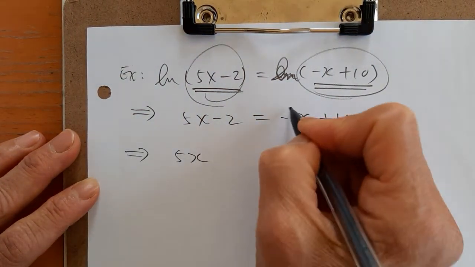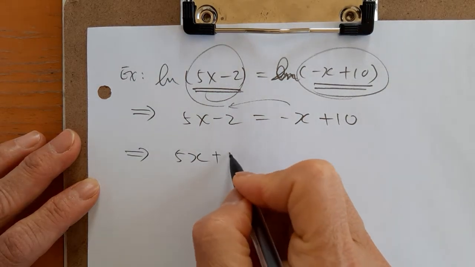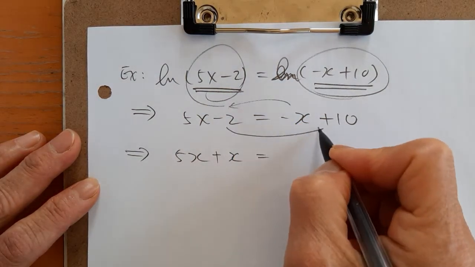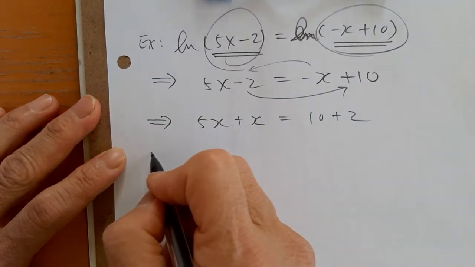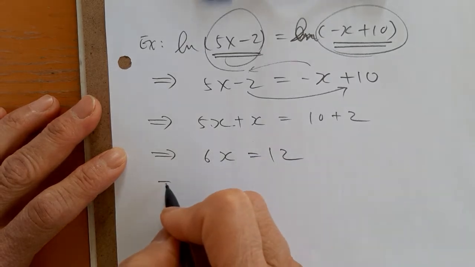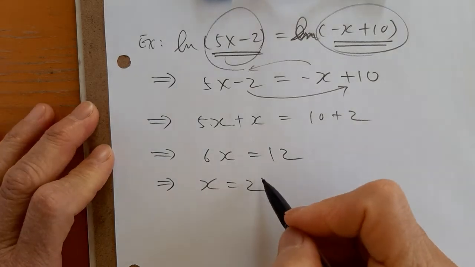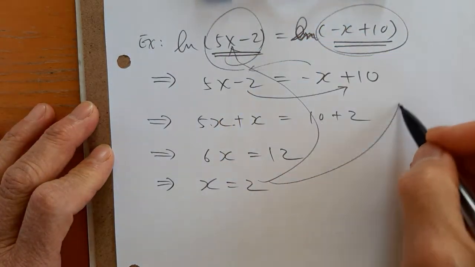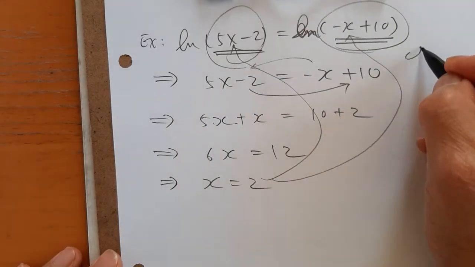So add x to both sides, and add 2 to both sides, so it becomes 10 plus 2. Then 5x plus 1 more x, 6x equals 12, divided by 6, x equals 2. And you always have to plug it into the argument of the function to check. You have to check.